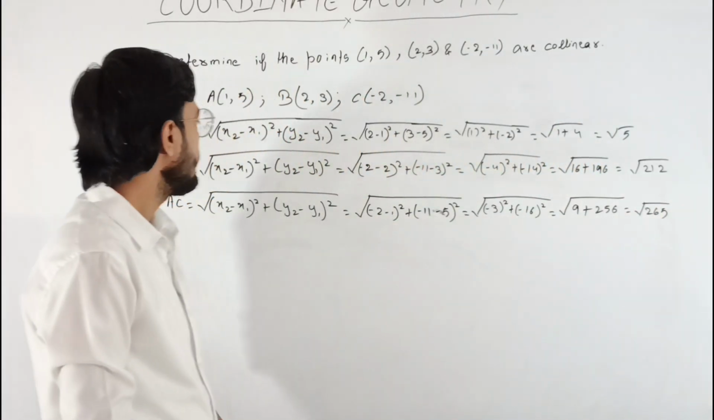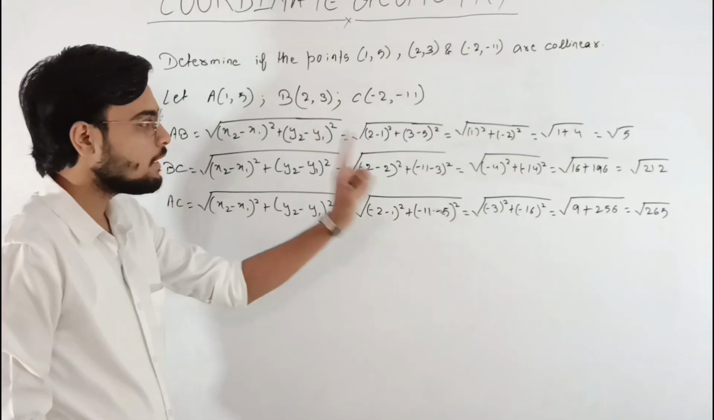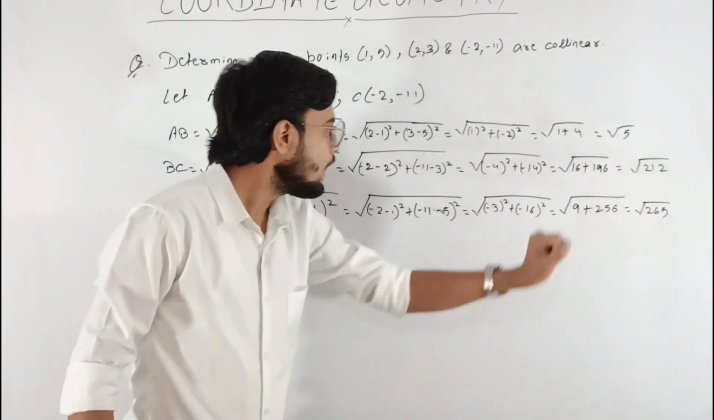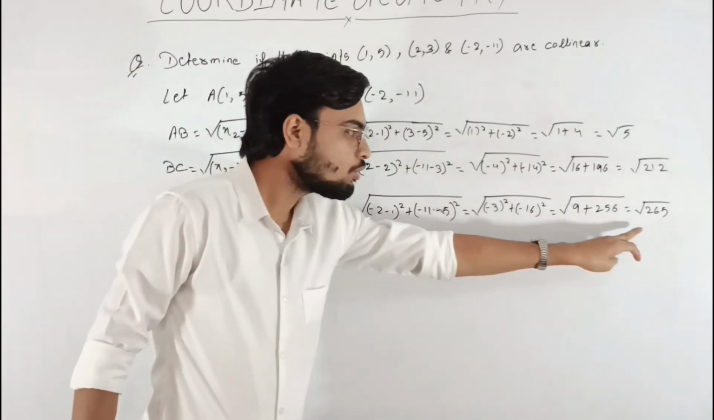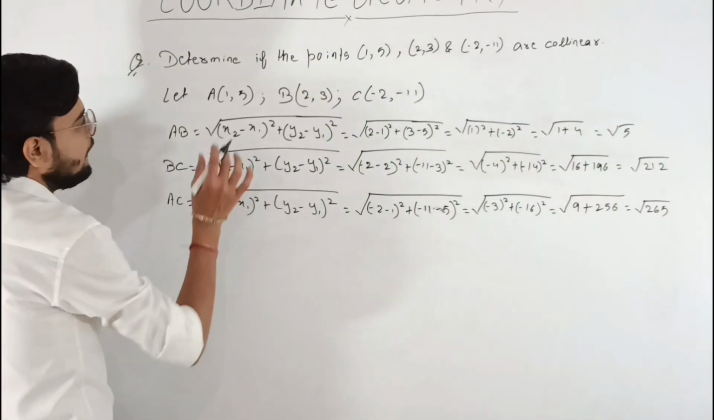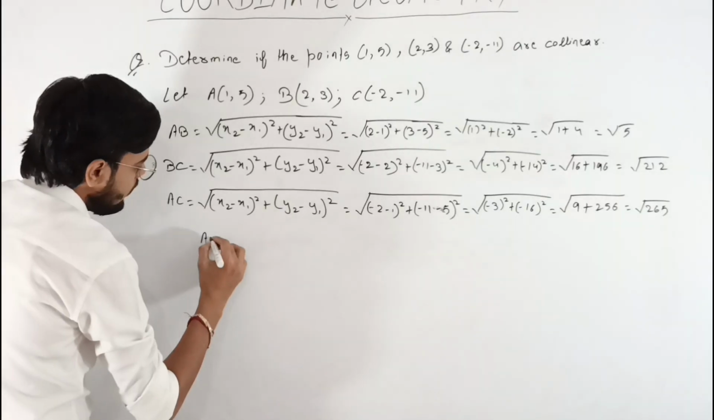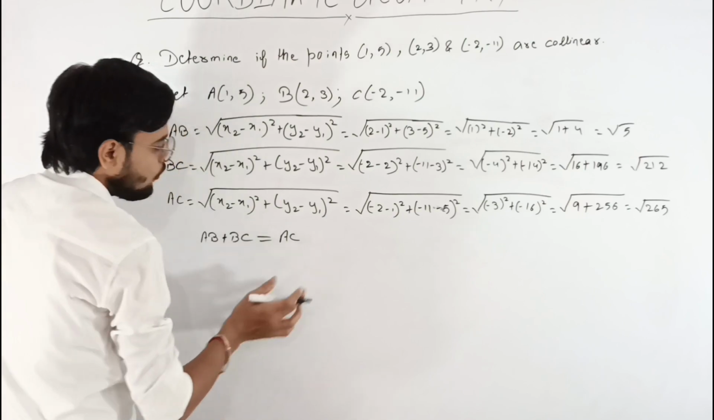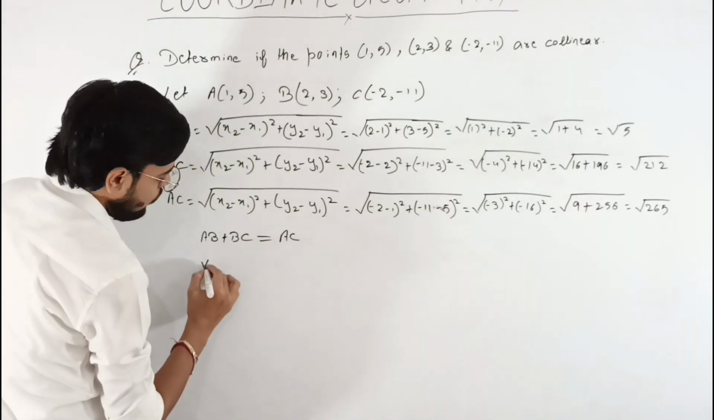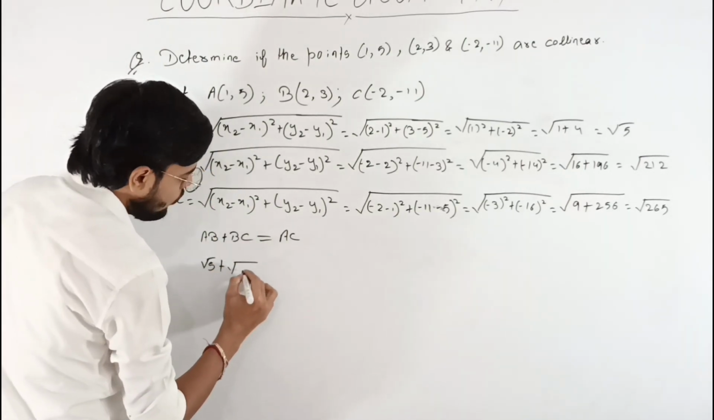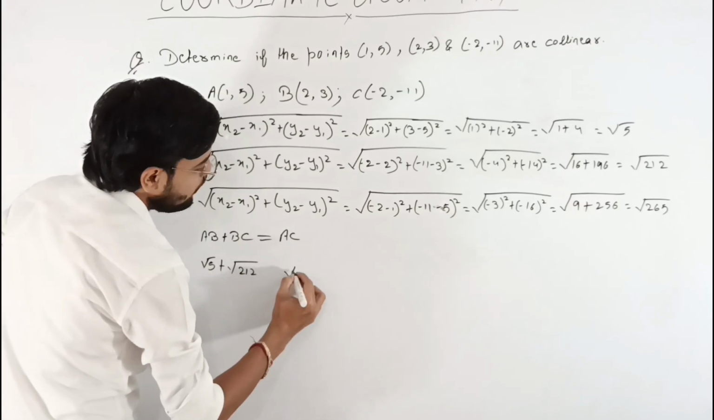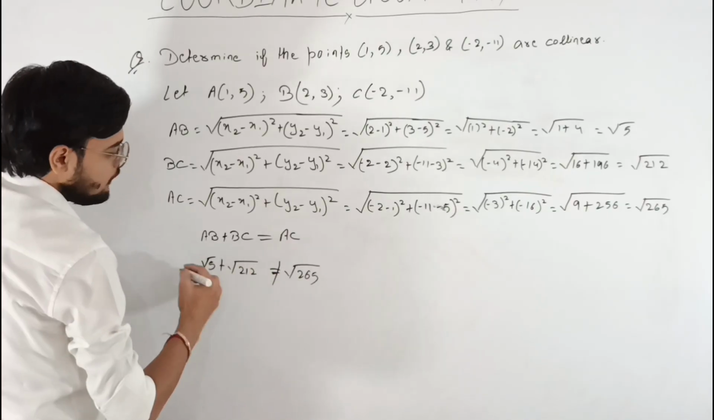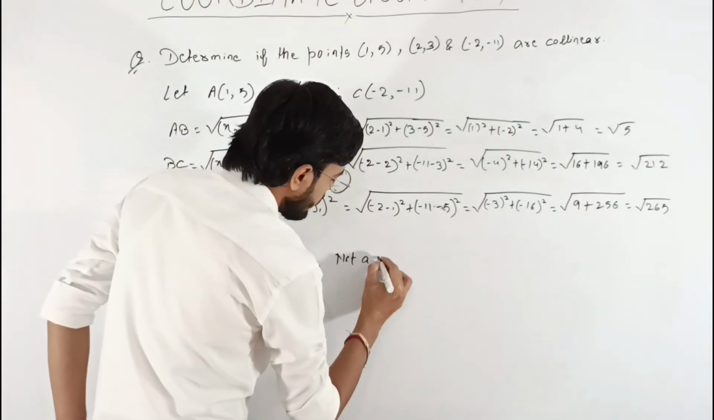Now look here. The distance between A and B is root 5. The distance between B and C is root 212, and the distance between A and C is root 265. Now we compare whether AB plus BC is equal to AC or not. AB is root 5, plus BC is root 212, and AC is root 265, which is not equal. Then these three points are not collinear.